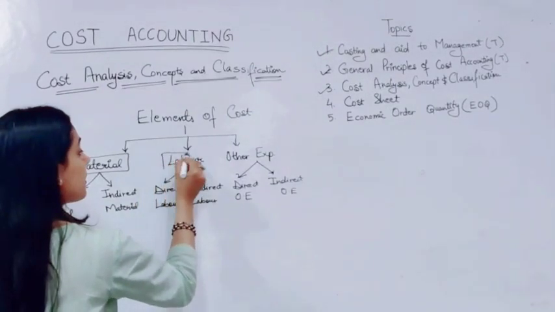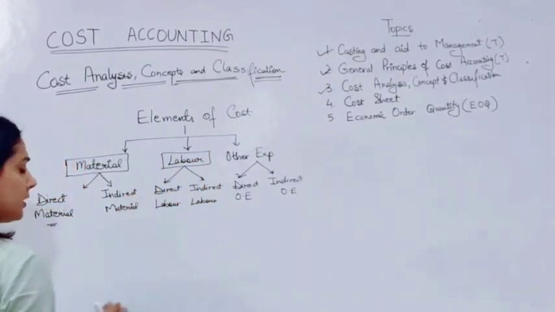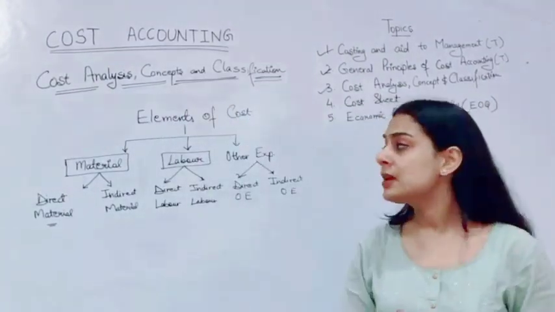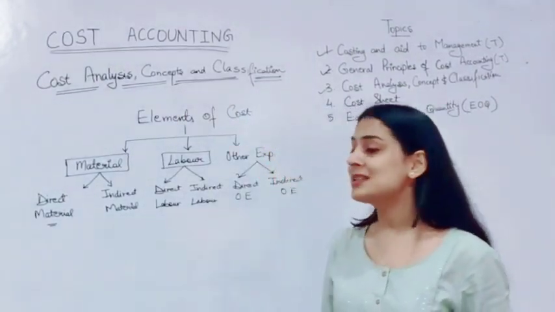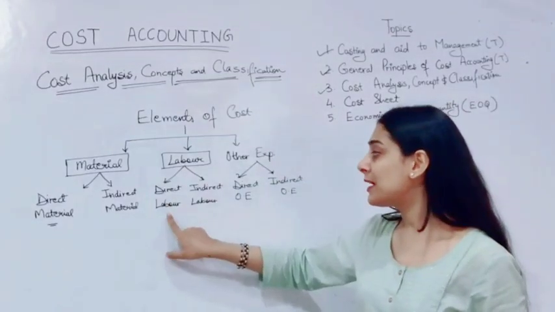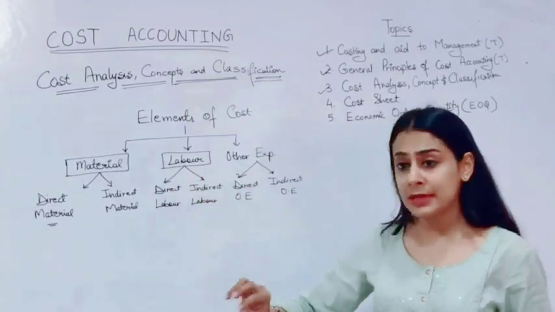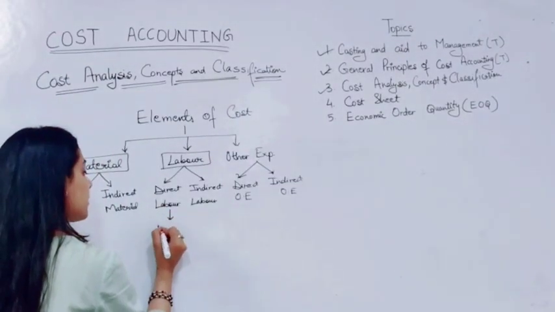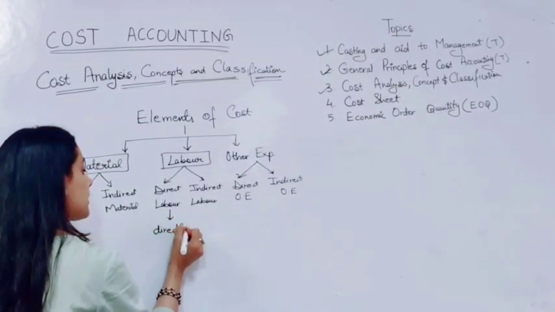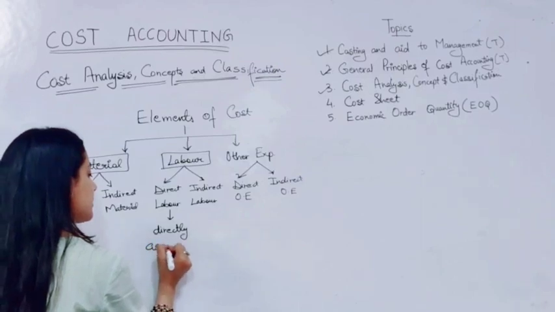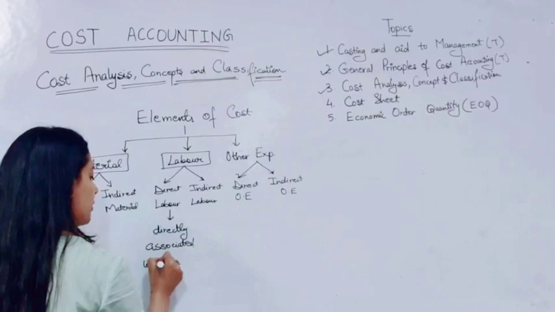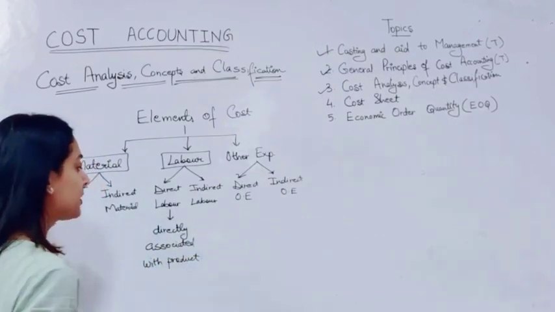Next comes labor. Labor is also of two parts, that is direct and indirect. Similarly, as we have discussed in the material section, labor can also be direct and indirect. Direct labor is a labor which is directly associated with the product.